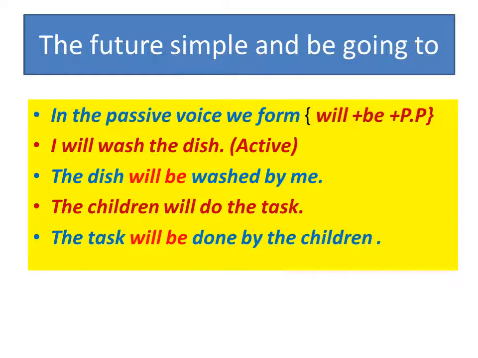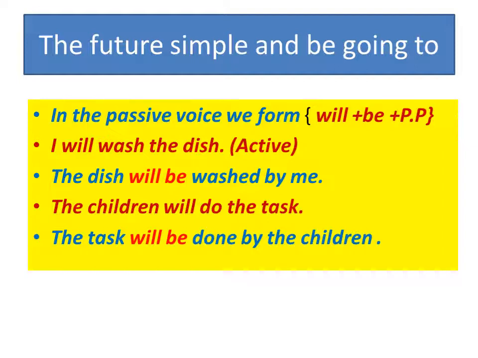The future simple and be going to. Be going to, am or is or are going to. And future simple, actually we use will. In the passive form, we use will plus be plus the past participle. I will wash the dish. This is an active sentence. I want to change it to the passive one. So the dish is the object, will be washed. I change to past participle, then I add be before the past participle and will actually. So will plus be plus the past participle. The dish will be washed by me.